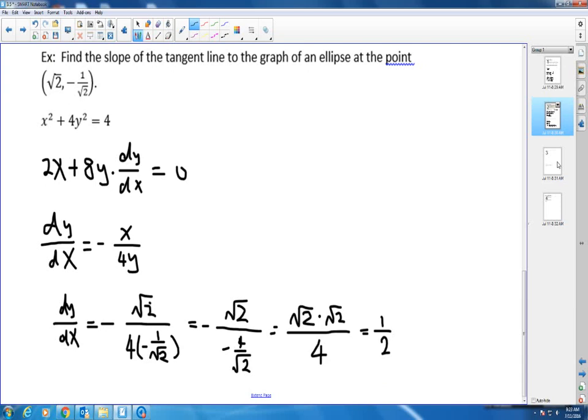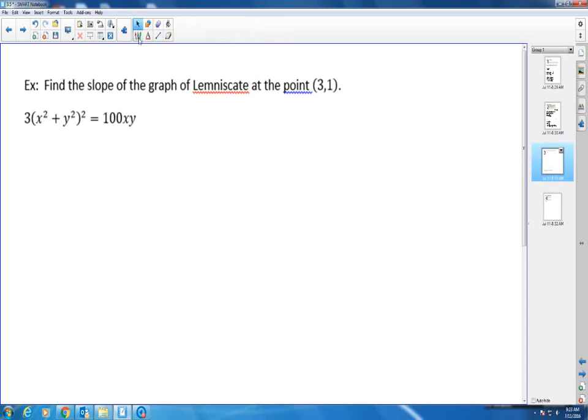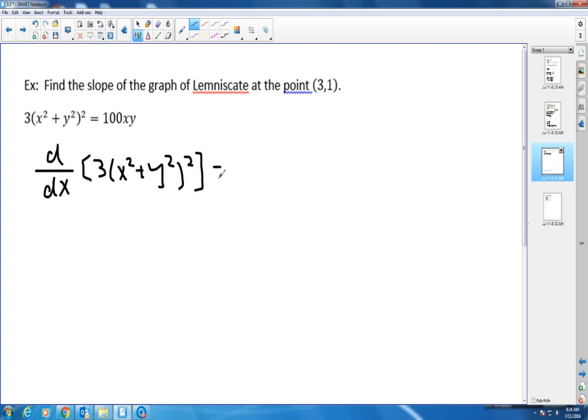Let's look at an example for the next problem. So this one is a little bit more complicated. Alright, so I'm going to write it out. Same thing, I'm going to take a derivative with respect to x of this whole left side. And I'm going to take a derivative with respect to x of the right side.